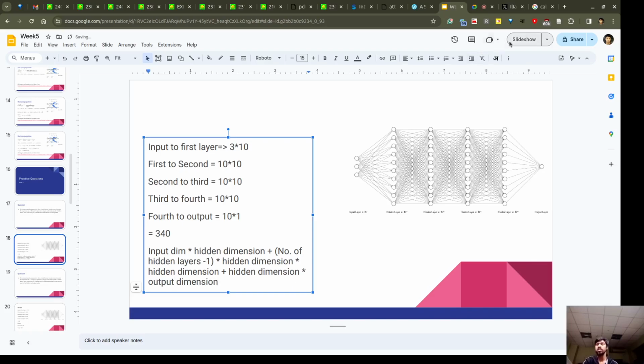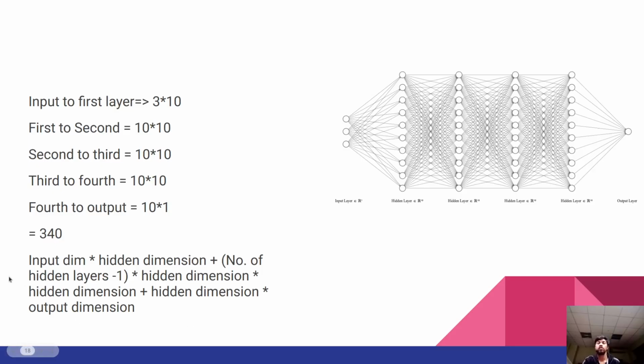So basically this is the generalized formula. Input dimension, we have to find this part at first. Input dimension into hidden dimension, this one. The number of hidden layers is 4, okay, and there will be 3 fully connected layers. If there are 3 hidden layers, it will be like 200. If there are 4 layers, it will be 300.